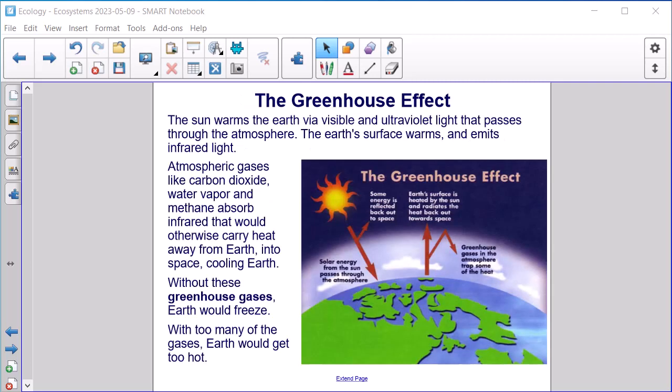The greenhouse effect. The sun warms the earth via visible and ultraviolet light that passes through the atmosphere. The earth's surface warms and emits infrared light. Atmospheric gases like carbon dioxide, water vapor, and methane absorb infrared that would otherwise carry heat away from Earth into space, cooling Earth. Without these greenhouse gases, Earth would freeze. With too many of the gases, Earth would get too hot.